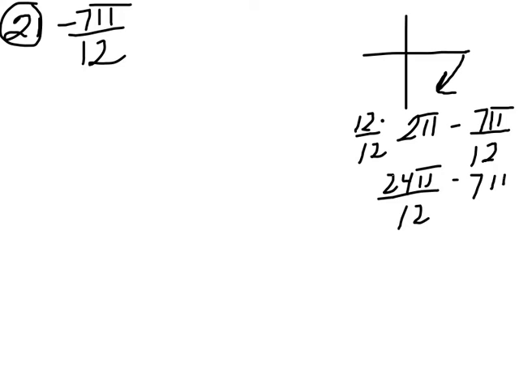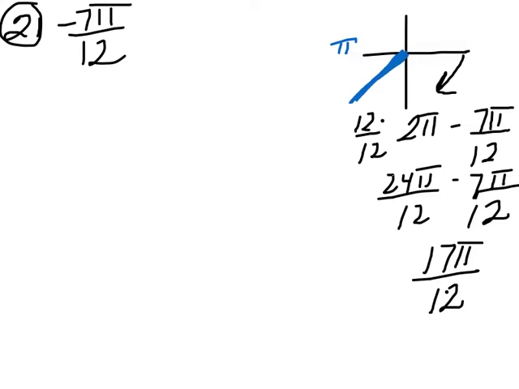A little bit bigger, I think. That's okay. 24 minus 7 would be 17 pi over 12. Okay, so where is that? We know pi is here. Pi is here. So if I take pi out of 17 over 12 pi, I could subtract 12 over 12 pi, because that's just 1 pi. That would be 5/12 pi here, wouldn't it?